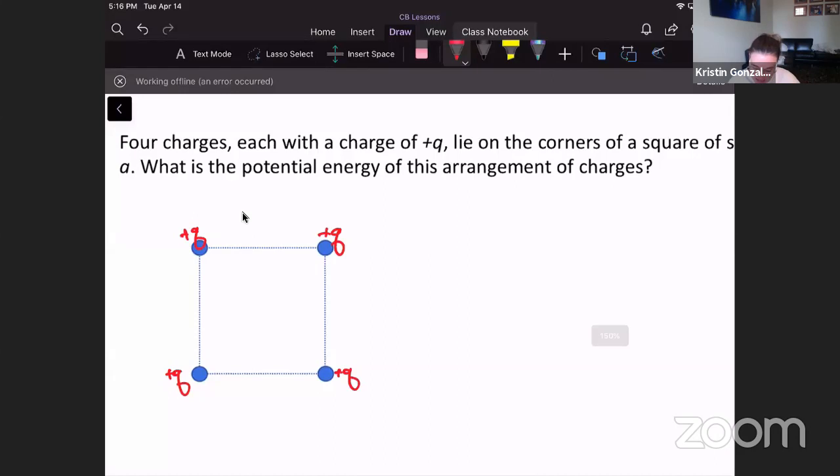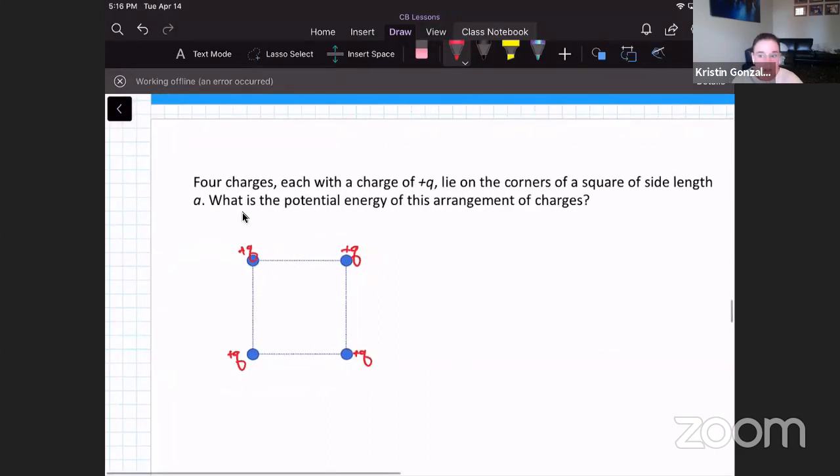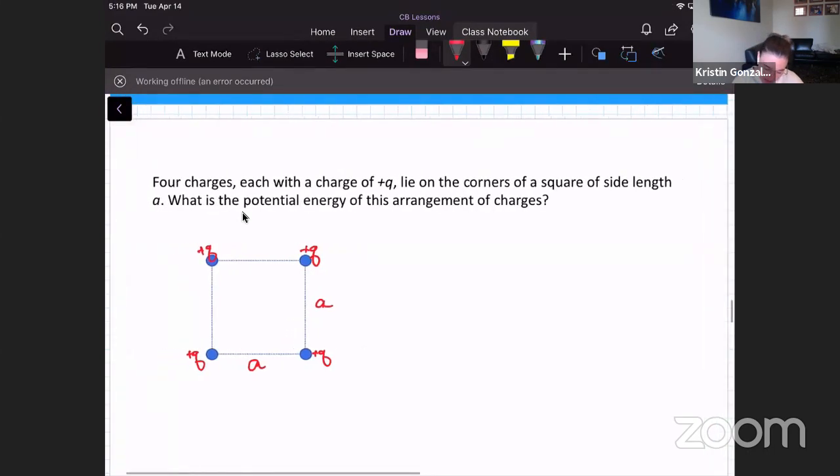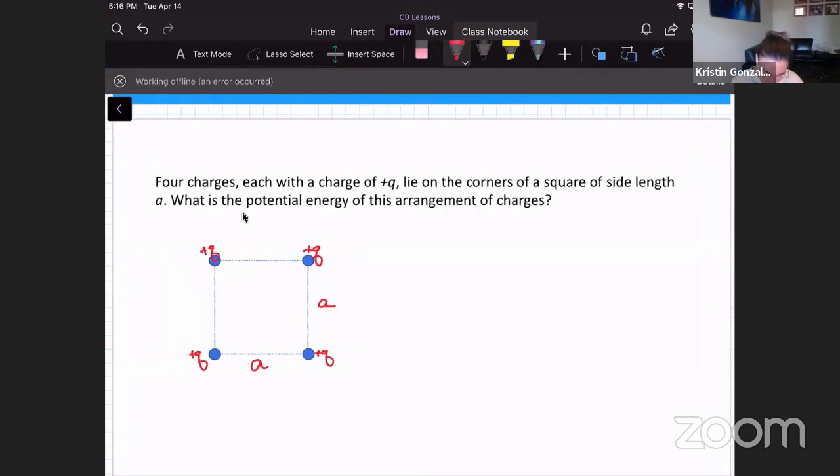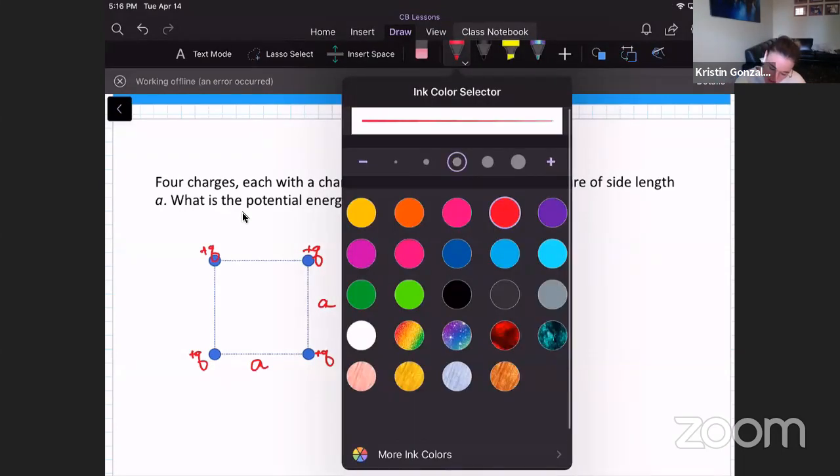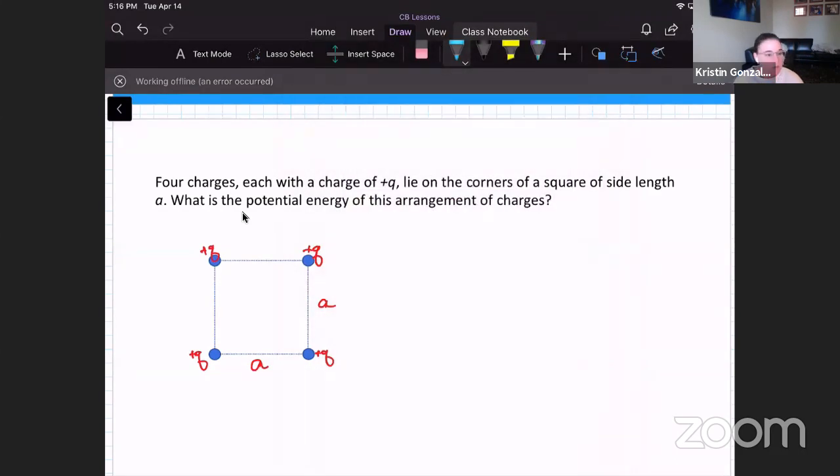Okay, and the square has sides each of length A. So we want to know what is the potential energy of this arrangement of charges. That would be the energy required to take them from infinity away to where they are now, right? So we want to look at what are the possible different arrangements we can look at.